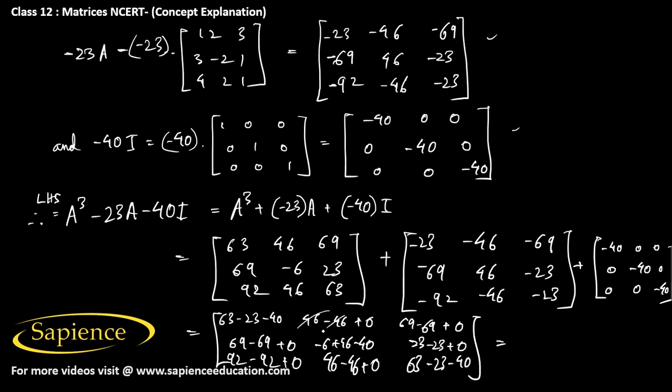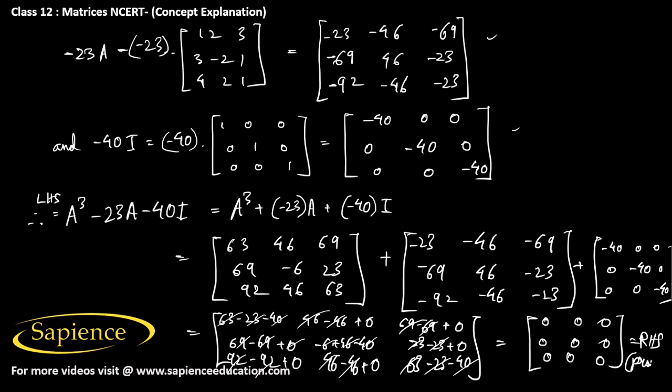Here we can see that all of them get cancelled, since 40 plus 23 is 63 and 63 will cancel out. So the final answer is coming 0, 0, 0, 0, 0, 0, which is equal to the right-hand side. Hence proved. Since the left-hand side is coming equal to the right-hand side, which is a zero matrix. Thank you.